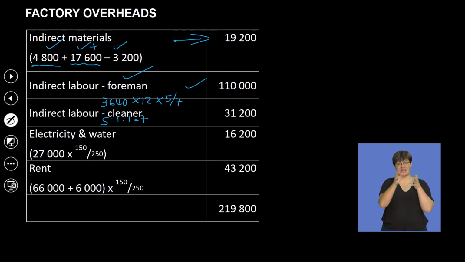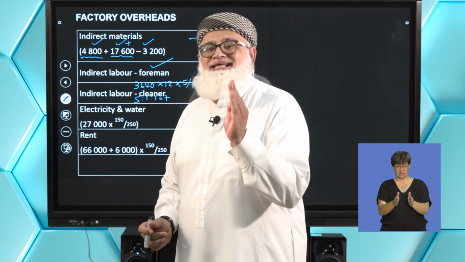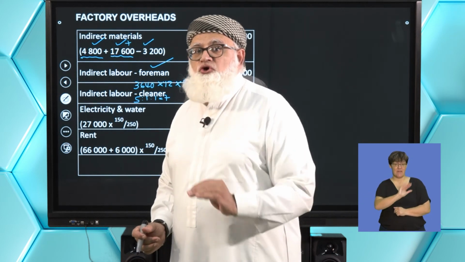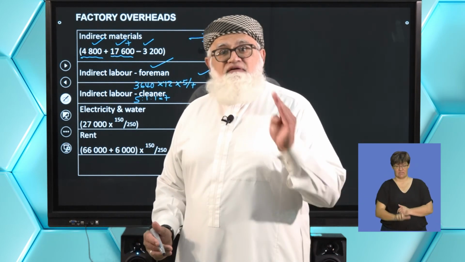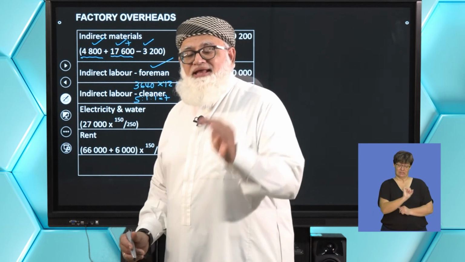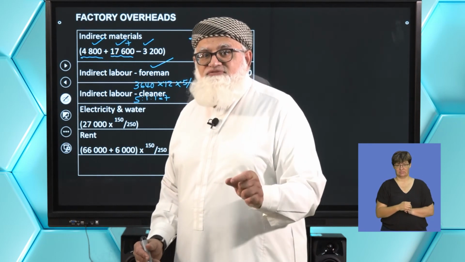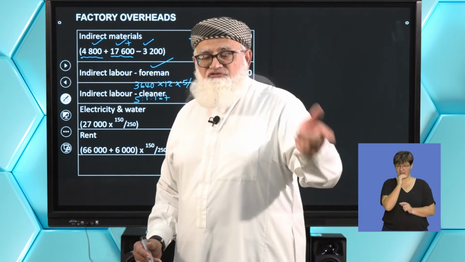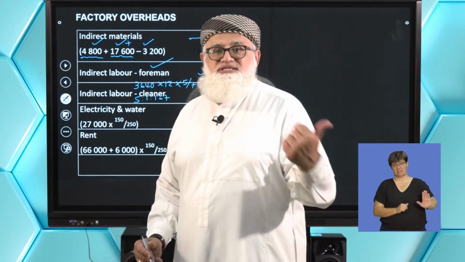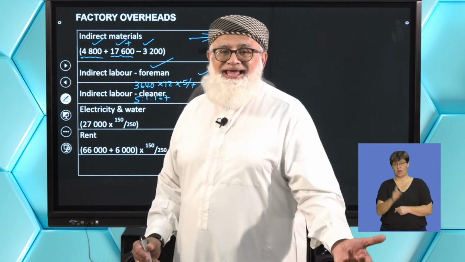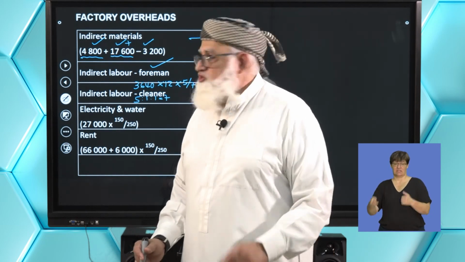So you take the monthly amount, multiply it by 12, step number 1, then apportion it in terms of the ratio that's given to you. In this case, 5:1:1. Add 5 plus 1 plus 1 is 7. 5/7 to the factory, 1/7 to the selling, and 1/7 to the admin section. That's how you apportion the cost.